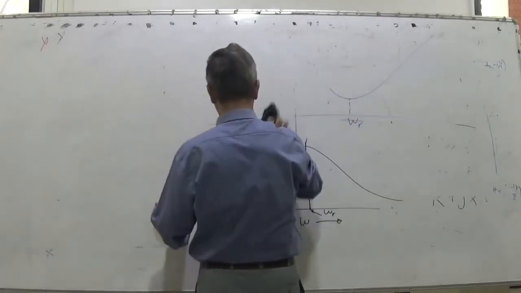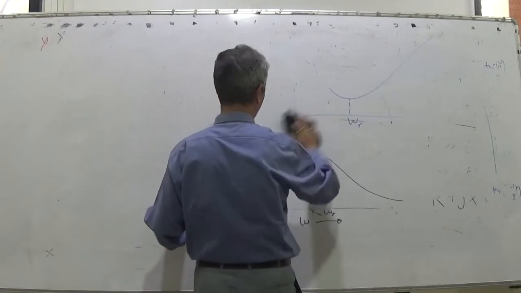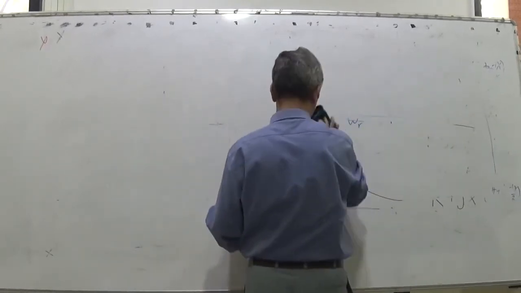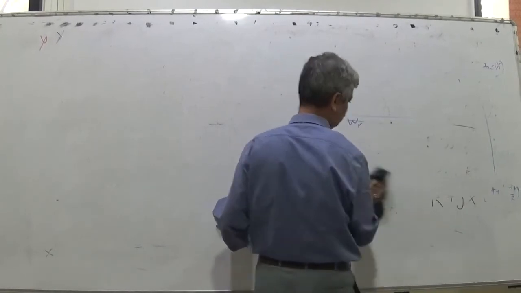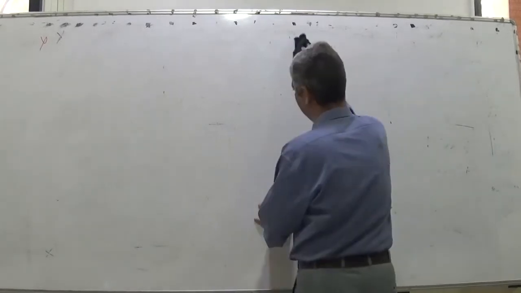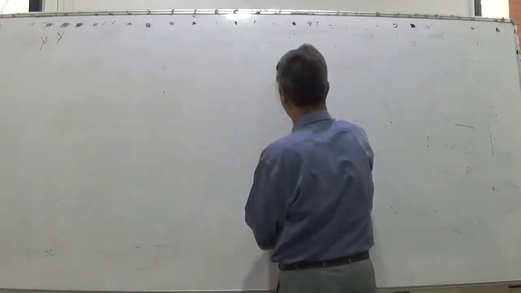Now let us go for the concept of power, which in the first module also we have skipped one theorem, that is the maximum power transfer theorem. We have skipped the current source.